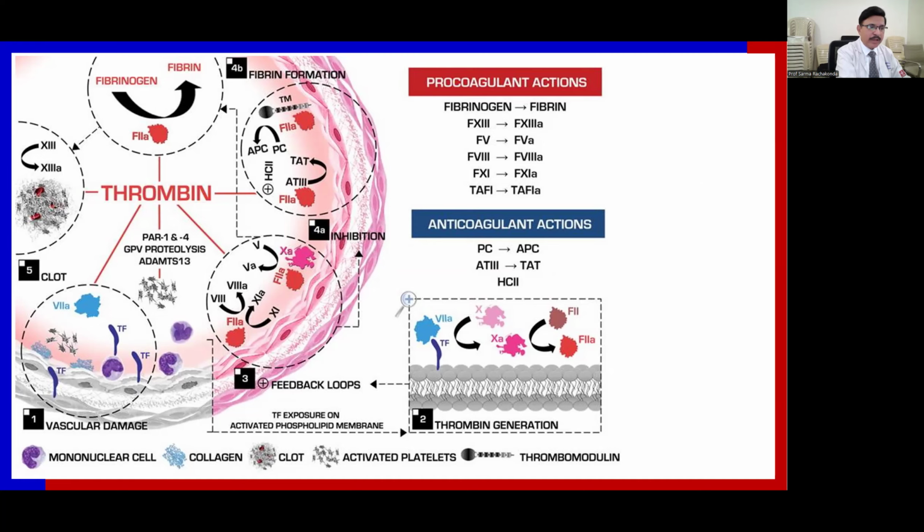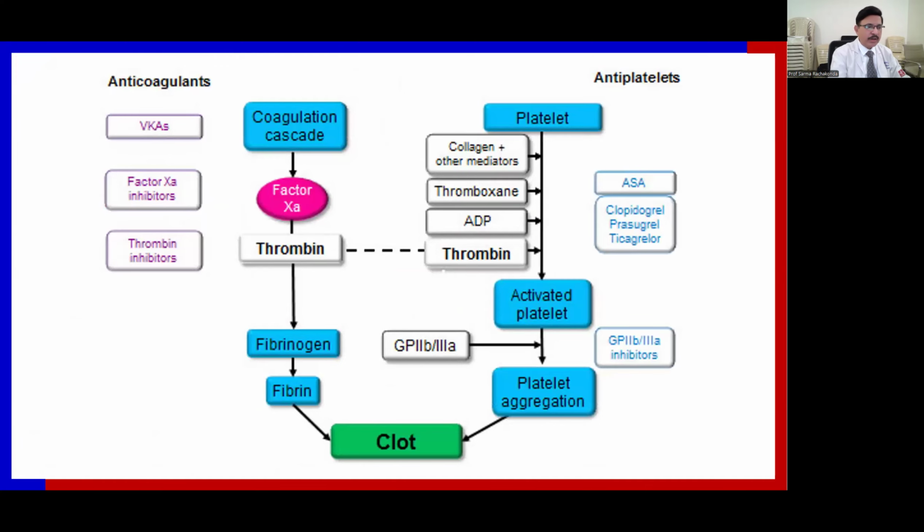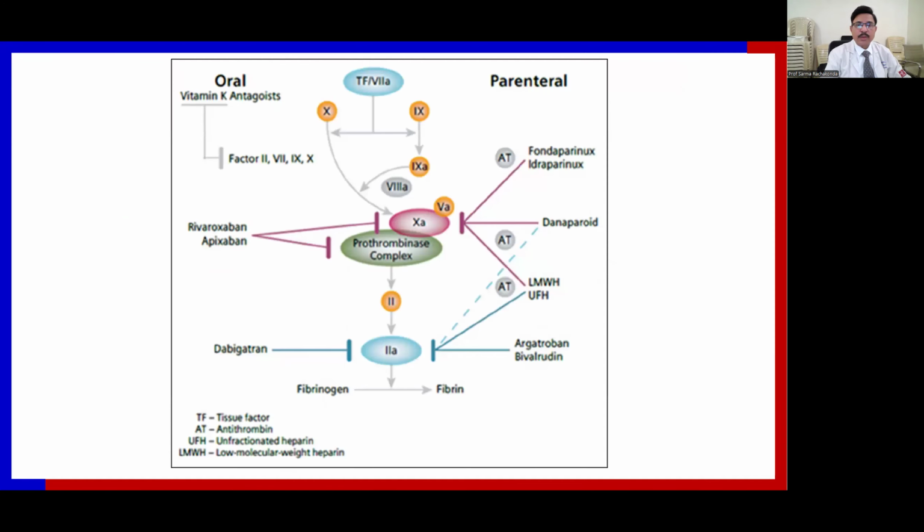So where does my aspirin act? Where do my grels act? Clopidogrel, prasugrel, and ticagrelor, where do they act? And then where do eptifibatide and tirofiban act? They act here, these GP IIb/IIIa inhibitors. Where do my vitamin K antagonists act? Factor 10A inhibitors and thrombin inhibitors. Okay.